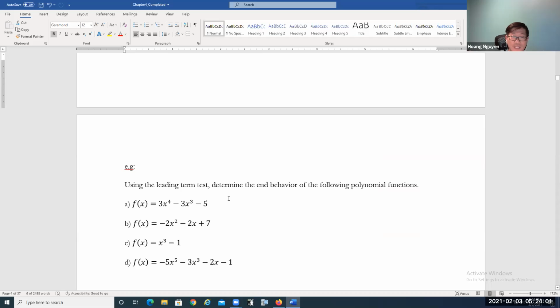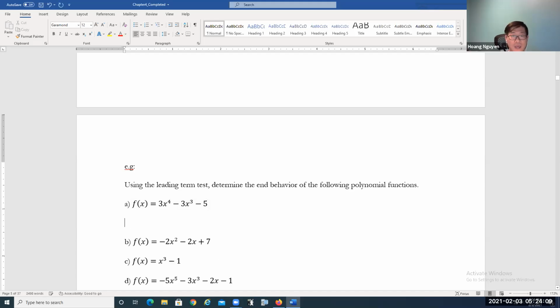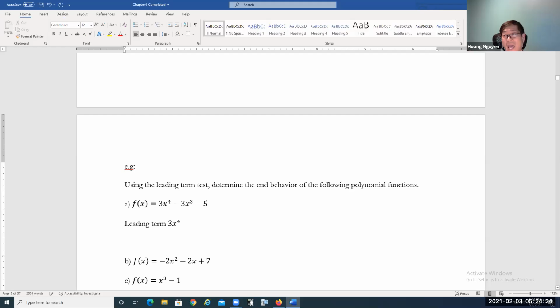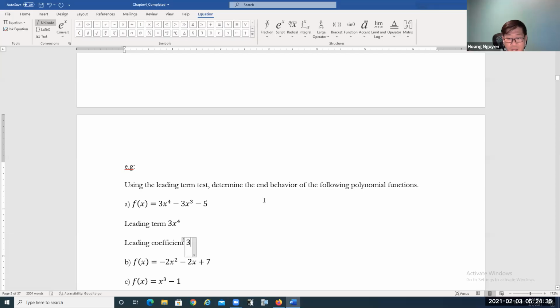Using the leading term test, determine the end behaviors of the following polynomial functions. All of them are polynomial functions. Before we can determine the end behavior, you have to give me the leading term, right? So what is the leading term for part A? The leading term for part A is going to be 3x to the power 4. After we know the leading term, we can identify the leading coefficient. The leading coefficient is 3, which is more than 0.